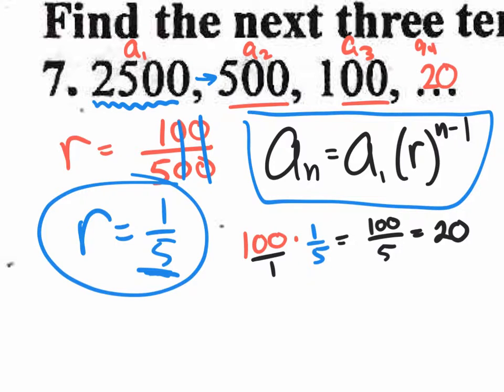So when it says find the next three numbers, that's one of them right there. What's the next one going to be? 4. 4. How did you do that?